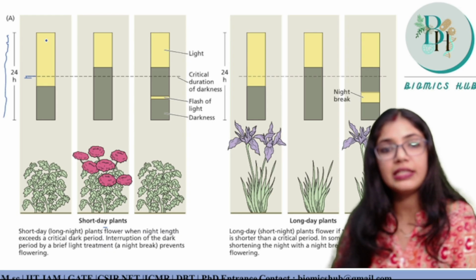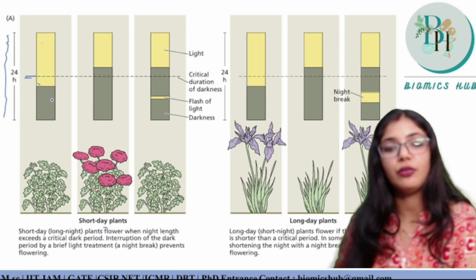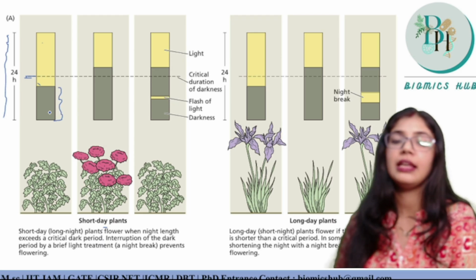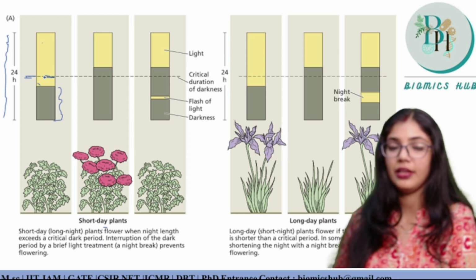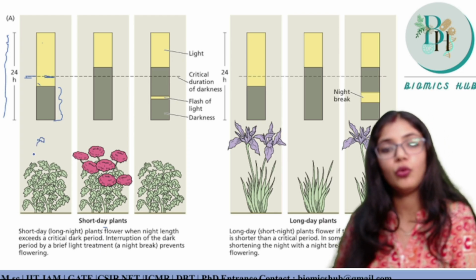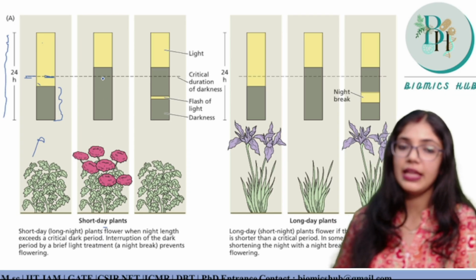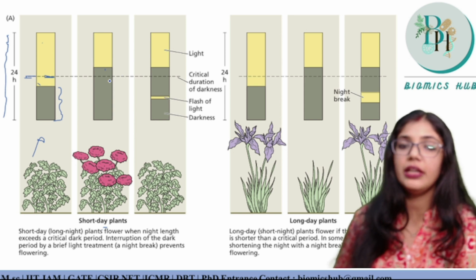Here we can see that this is light condition. The light condition is more as compared to the dark condition. Here the dark condition is less. It is not reaching the critical period. So in this case there will be no flowering. In the next case we can see that the day is short as compared to this critical duration.